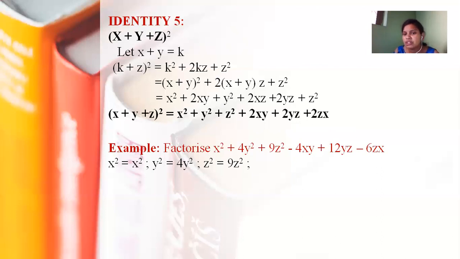Now here comes a question. Observe that there we have positive 2xy, here minus 4xy, positive 2yz, 12yz, plus 2zx, minus 6zx. It means that any one of the terms, either x or y or z, may be negative. So first, if you take minus 4xy, there are two cases here. I'll discuss both the cases with you. Either x may be negative or y may be negative. Then only this term will become minus 4xy. Now again, come to 6zx. Either z may be negative or x may be negative. Then only this will become negative.